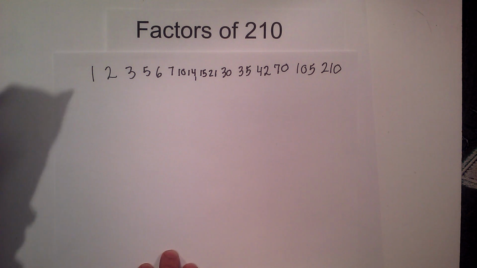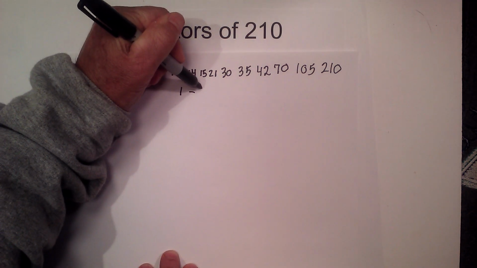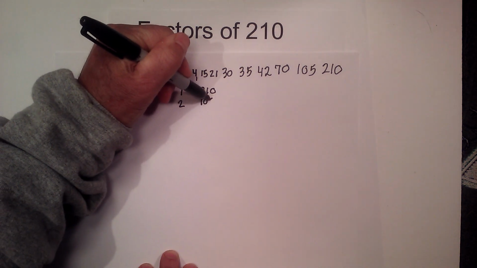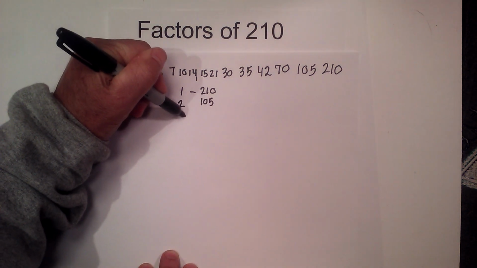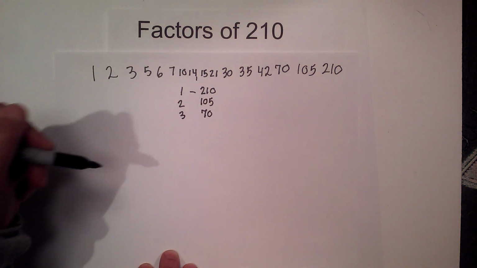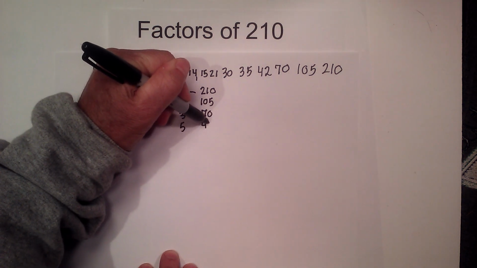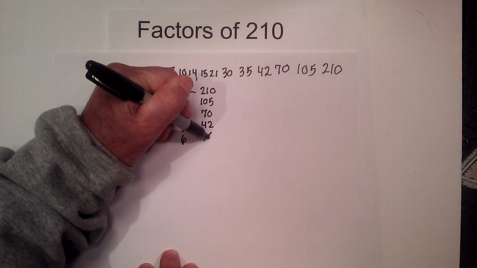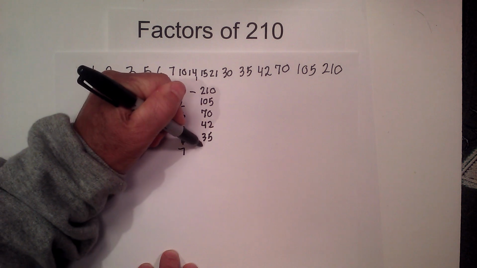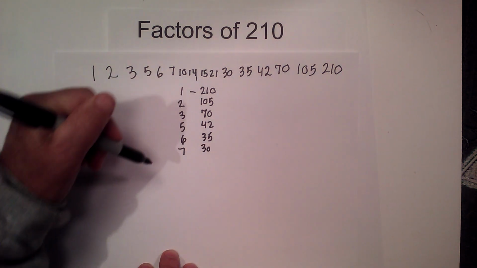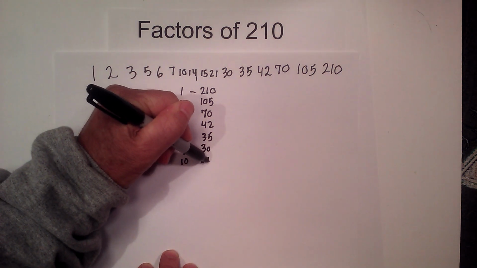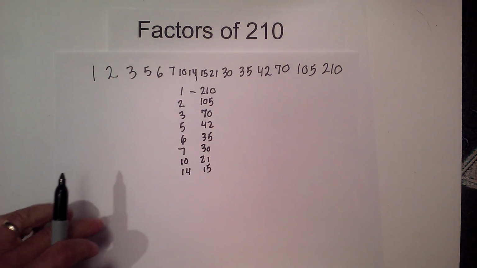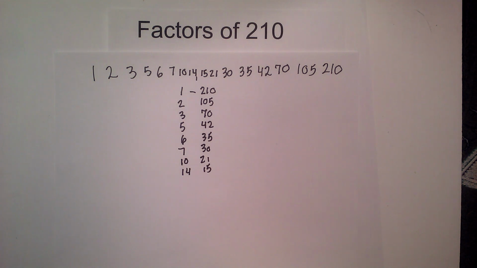So now let me write these out in pairs. We have 1 times 210, 2 times 105, 3 times 70, 5 times 42, then we have 6 times 35, 7 times 30, 10 times 21, and 14 times 15. I hope that helps with finding the factors of 210.